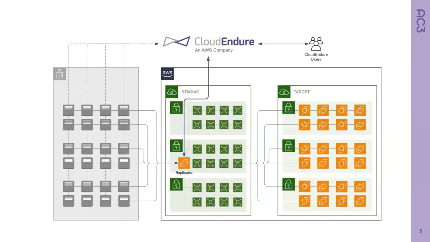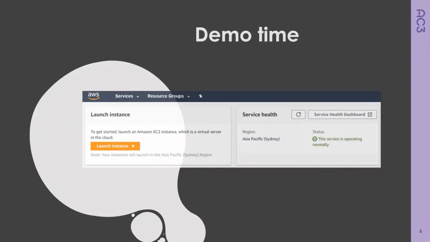We basically trigger the migration and CloudEndure launches a converter job to modify all the volumes so they can boot and run on AWS. And once converted, using those blueprints that we configured earlier, it launches new EC2 instances in the target VPC, and our migration is complete. Okay, let's go to the console and see how it all works.